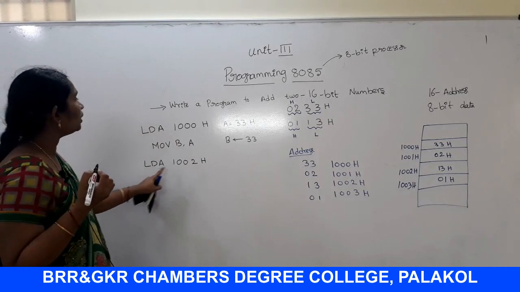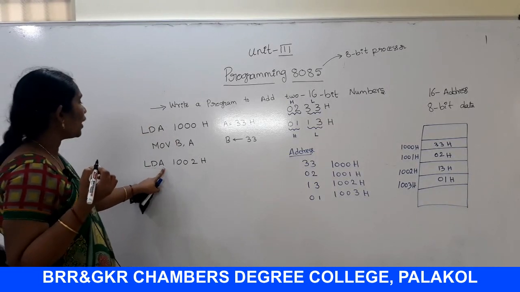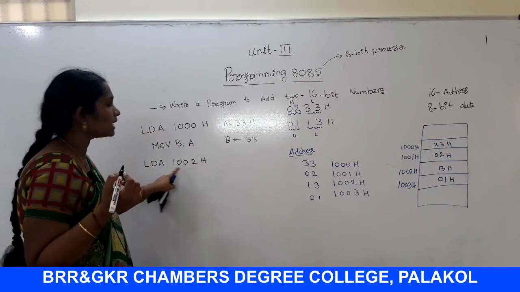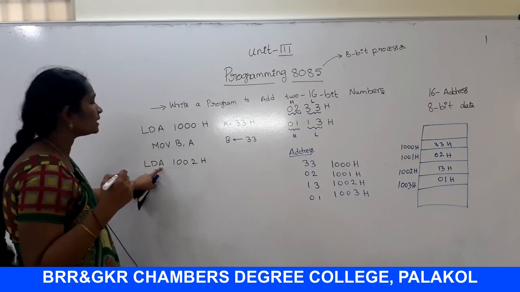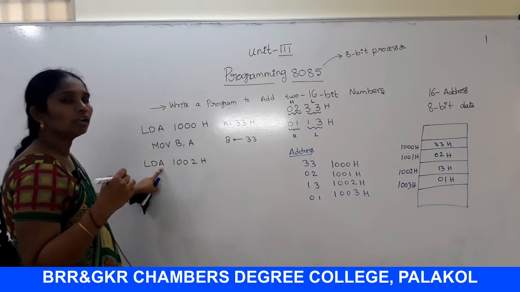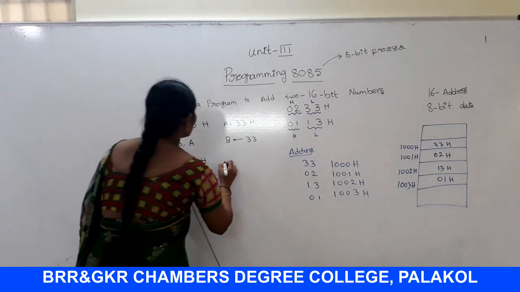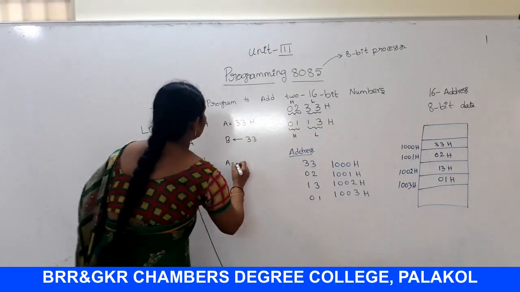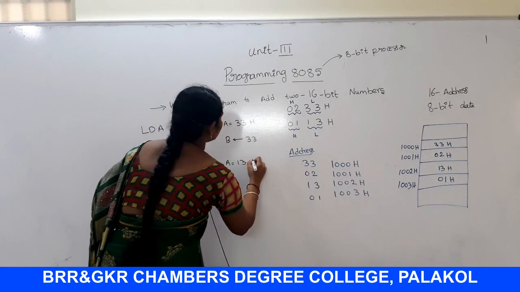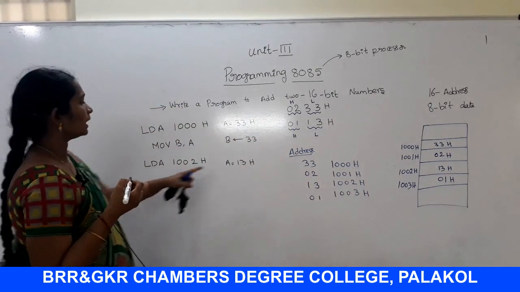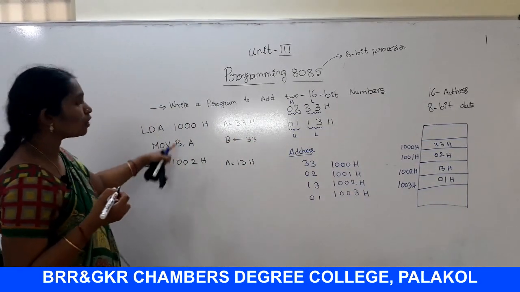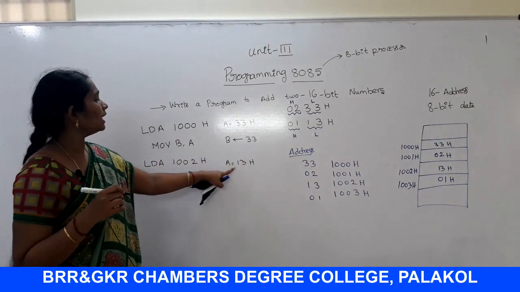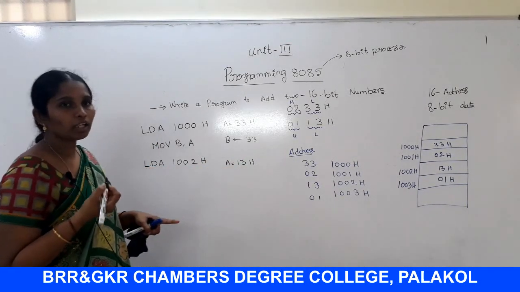So the meaning of this instruction is load accumulator. Whatever data is present in this address location, that data is saved in the accumulator. After execution of this instruction, A is equal to the corresponding data, which is 13H. So the loading is completed. The B register has 33 and the A register has 13. So what is the remaining process?